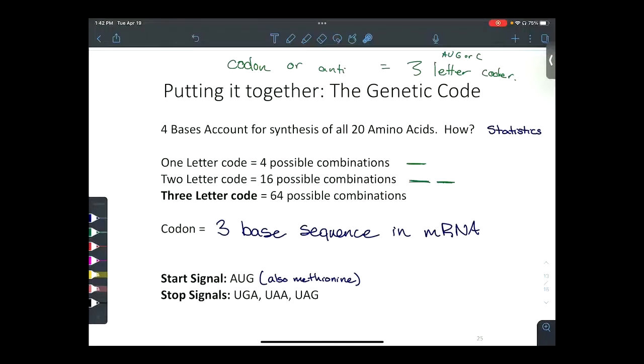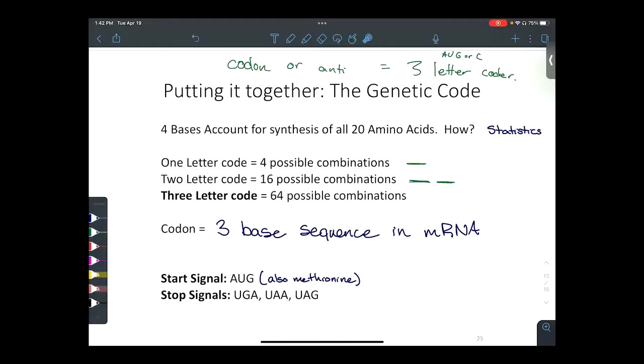So there are 16 unique combinations if I'm allowed to use 2 letters in a row. Does that make sense? Okay. So like baby statistics. All right, but that's only 16 unique combinations. That doesn't take care of all 20 amino acids I need. So I actually need a 3rd letter.